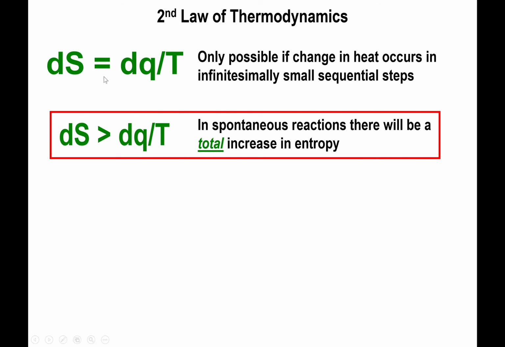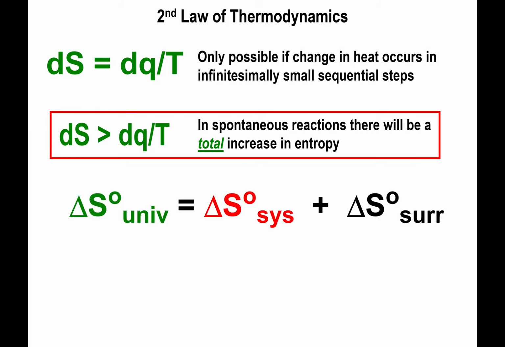So what this basically says is that because the change in entropy is going to be greater than dq/dt, a reaction that is considered spontaneous, one that happens on its own, is going to have a total increase in entropy. The change in entropy will have to be positive for it to be a reaction that happened on its own. And by the way, when I say the total increase in entropy, I literally mean it.